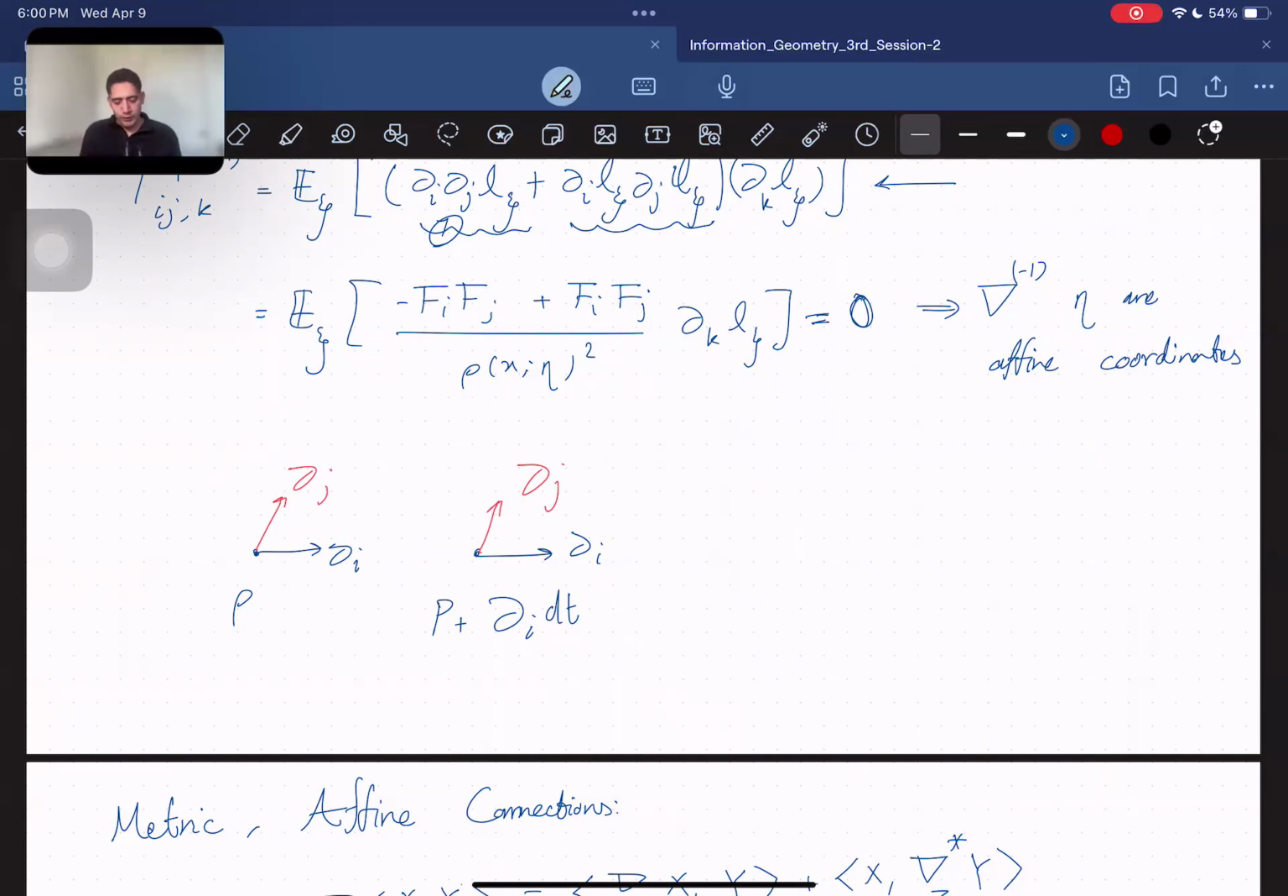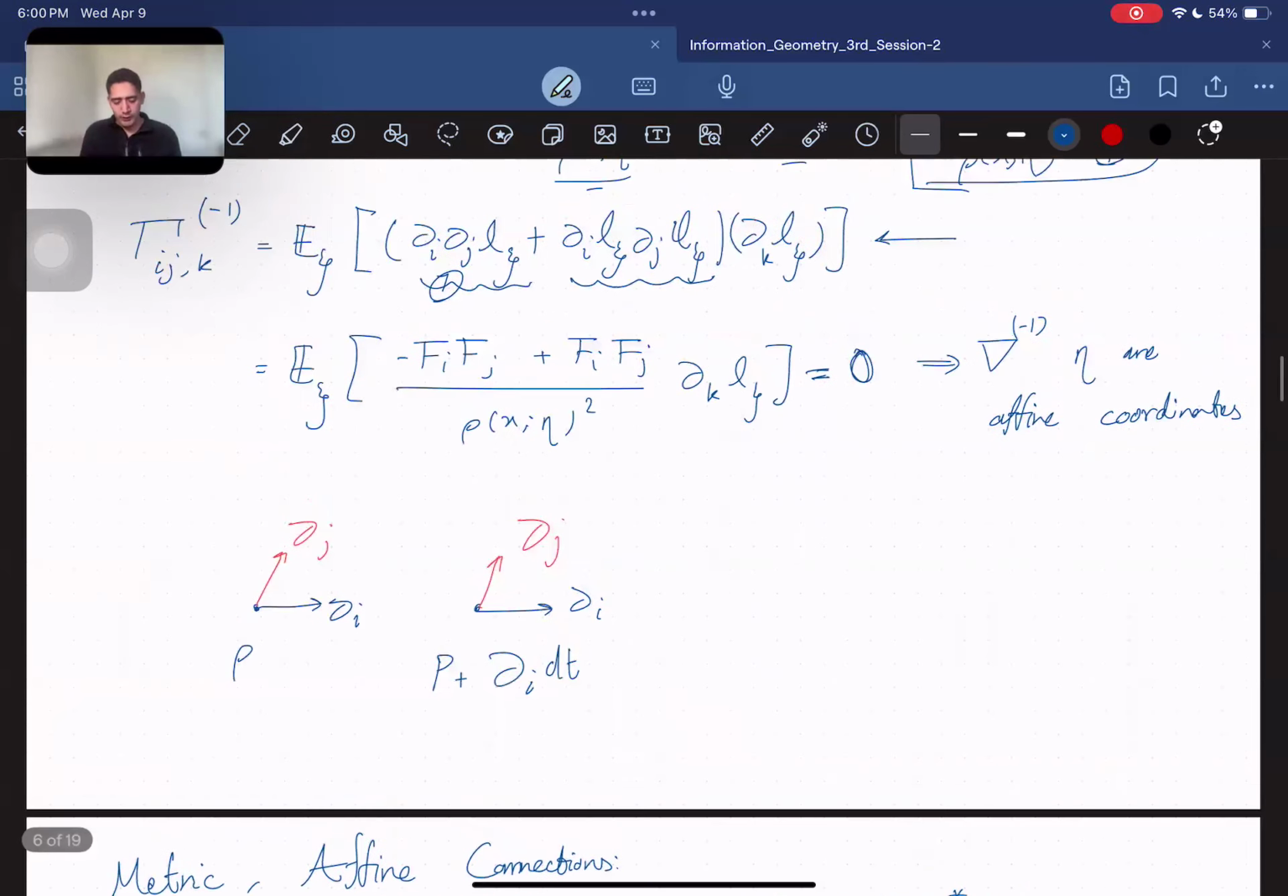Any questions for these mixture family and exponential family? Let me take a look at the chat. Okay. Everyone can hear me as well, yes? Okay.